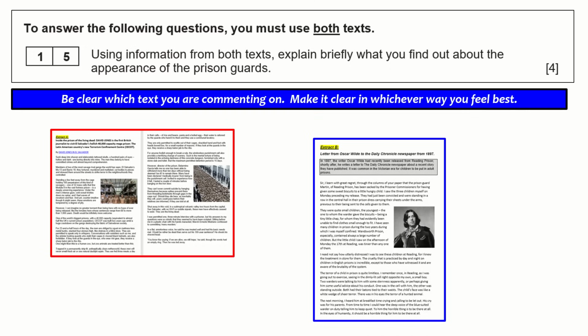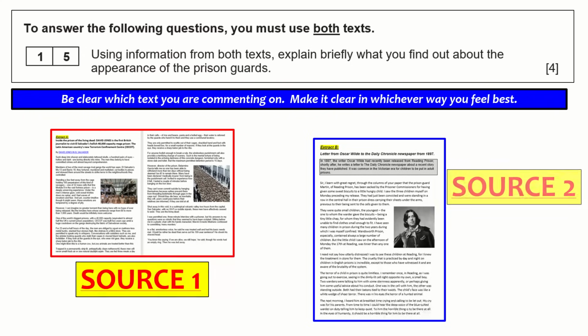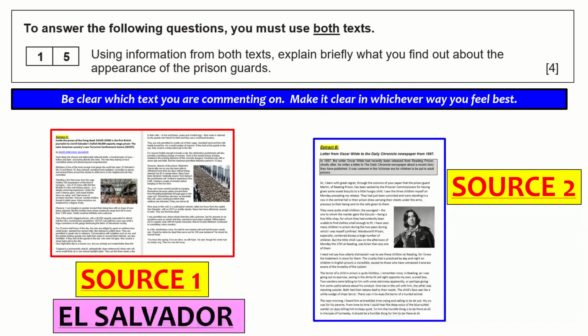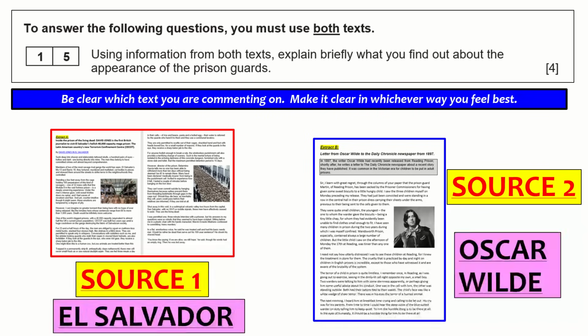You've got to make sure you're clear about which text you're talking about, though. So you could even call them extract A or extract B or source 1 and source 2, or you could do the writers' names or any way you want to. So I've put El Salvador because that's the Salvador prison, and the other prison is about Oscar Wilde. As long as you make it clear which text you're talking about, that's absolutely fine, and you should put them in different subheadings in different paragraphs.